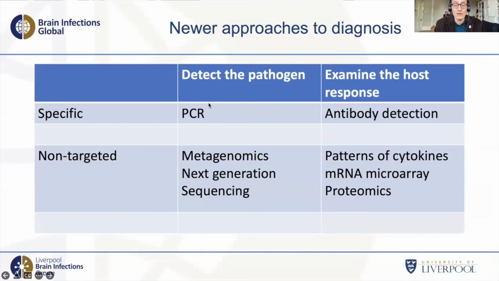Now, I know Michael Wilson, by the time you hear this, will have talked all about metagenomics for detecting pathogens in terms of new approaches to diagnosis. So I wanted to just talk a bit about new approaches examining the host response. So rather than looking at pathogens, we look at the host response. Obviously, antibody detection is a very specific way of looking at the host response. But the other way is a non-targeted way of looking at the host response by looking at the patterns of cytokine genes, or indeed microarray to look at host genetic mRNA production.